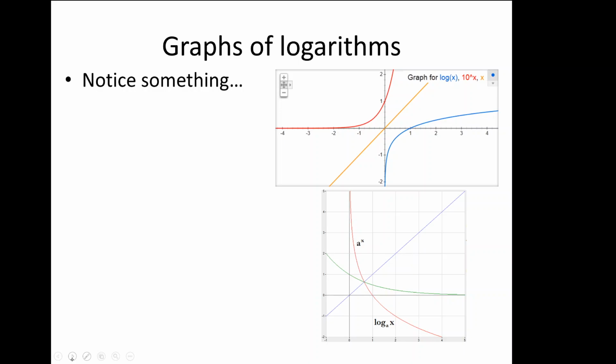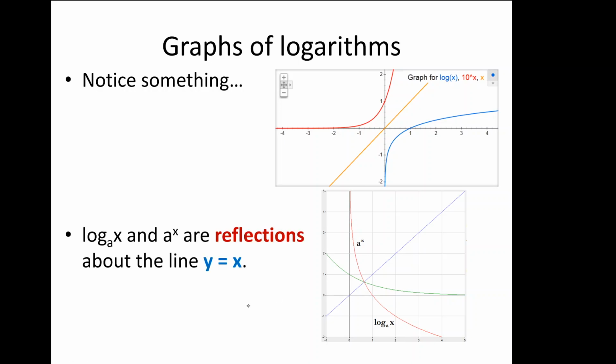Straight line, slope 1, intercept 0. What you'll notice is that the red curve and the blue curve in the top, and the red curve and the green curve in the bottom, are reflections of each other. They're mirror images mirrored about the line y equals x. And you'll always find that's the case for functions and their inverses. So a function f of x is a mirror reflection of f inverse of x about the line y equals x.